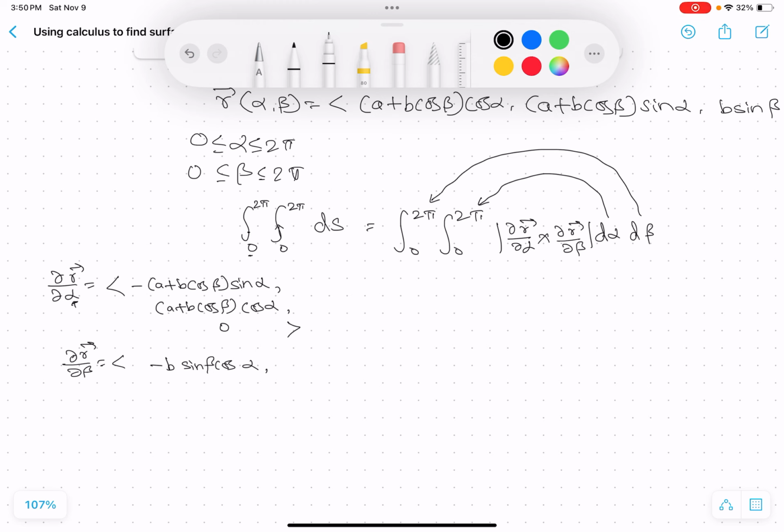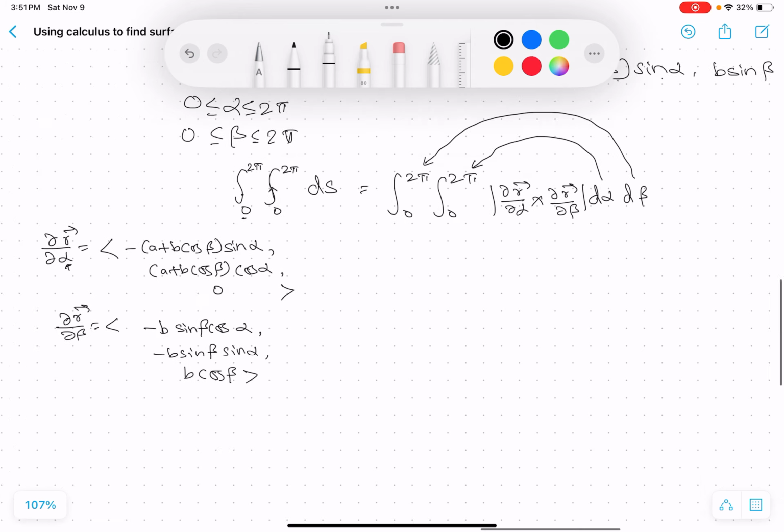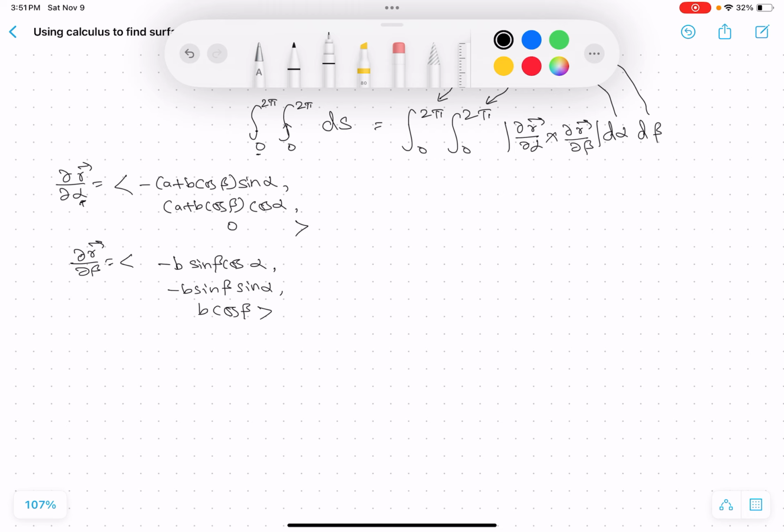So for here, a sine alpha will just be constant with respect to beta, so that will be 0. And then for b cos beta, sine alpha and b are constant, and the derivative of cos beta is minus sine beta. So minus b sine beta sine alpha, and then that will be just b cos beta. Now let's try to find the cross product. It can get a bit messy, but we'll just do it. This will simplify at the end though.